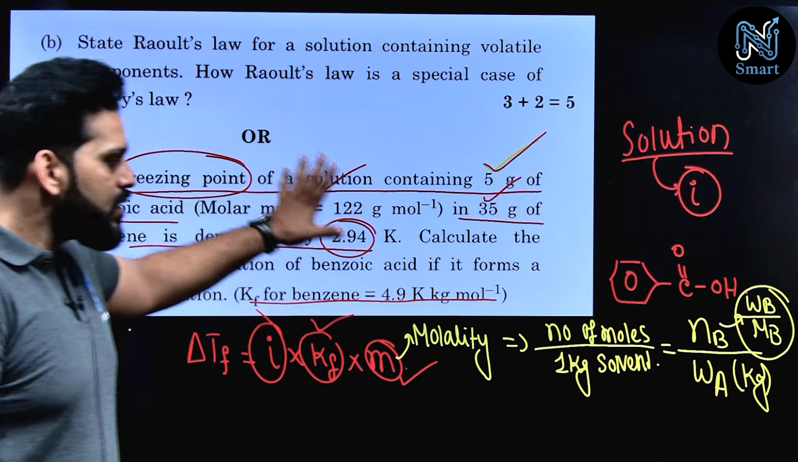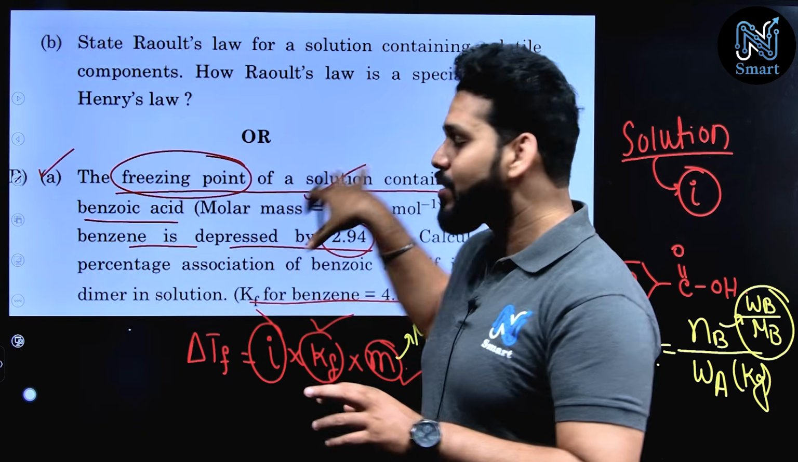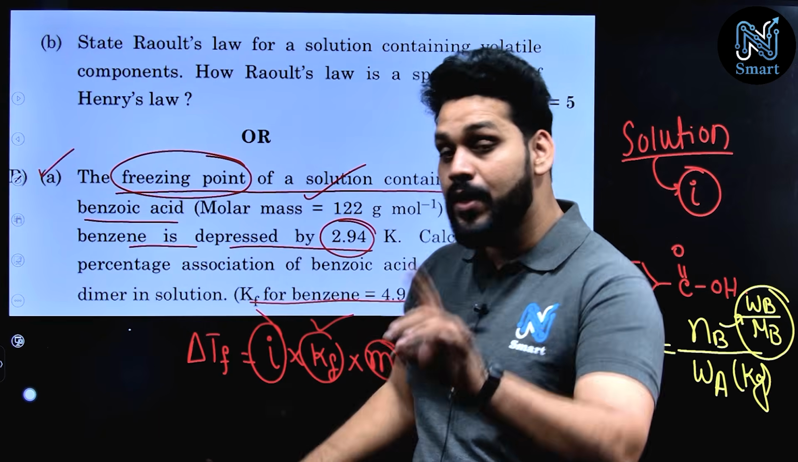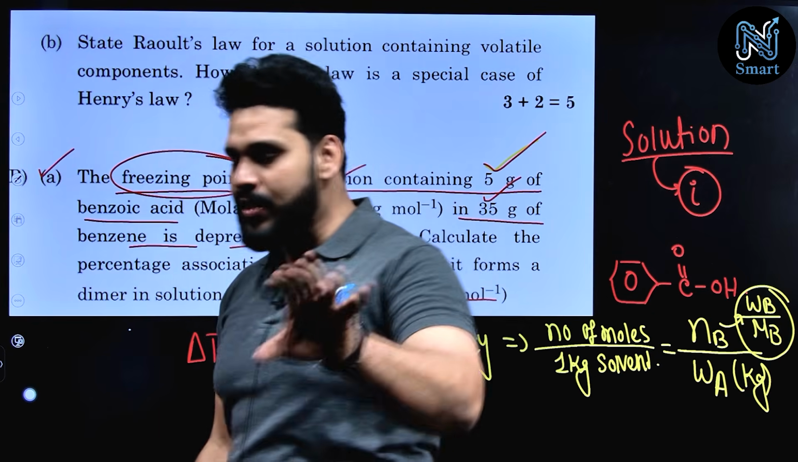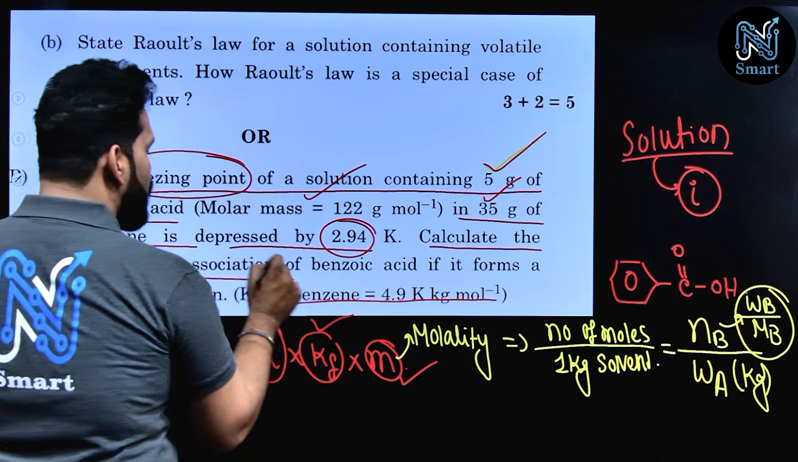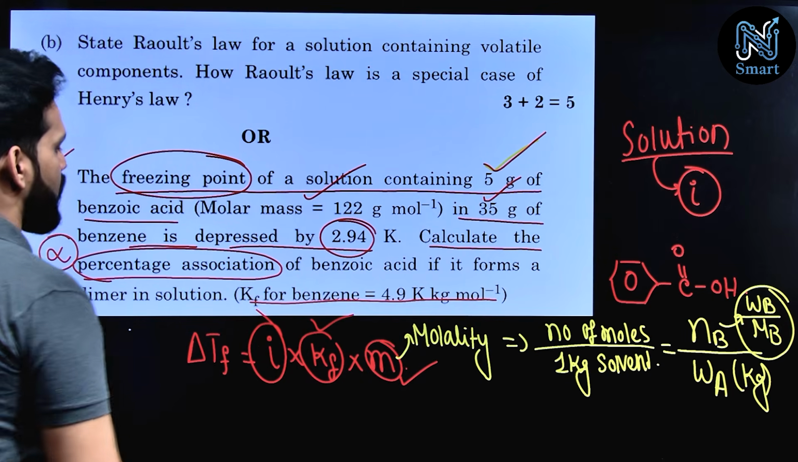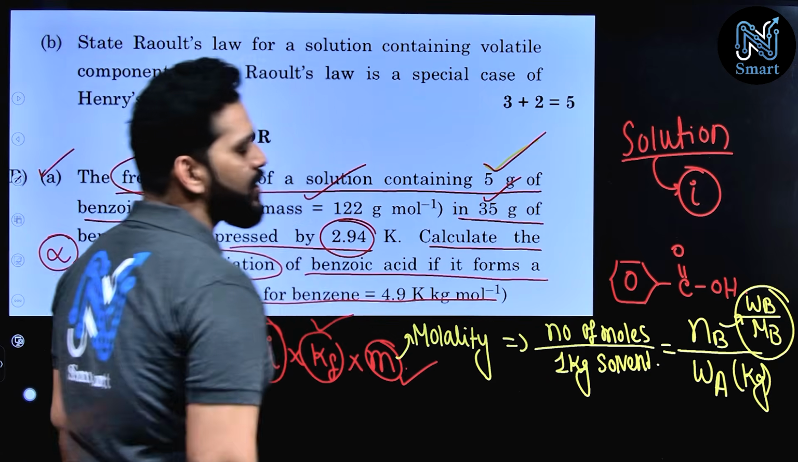See, I haven't even read the entire question yet. But by just looking at the type of the question, I could right now know that the question will be coming based on the Van't Hoff factor only. Let's see the rest of the question. Calculate the percentage association. What is this? Alpha, degree of association, degree of dissociation of benzoic acid. Percentage association of benzoic acid.